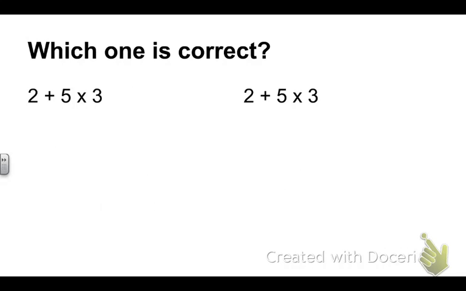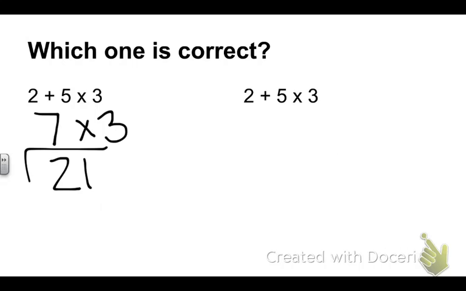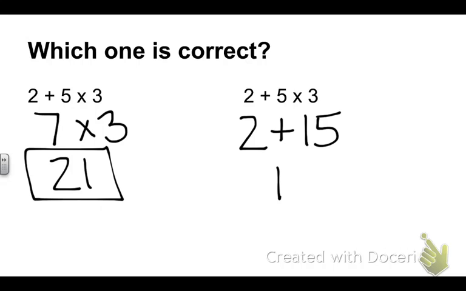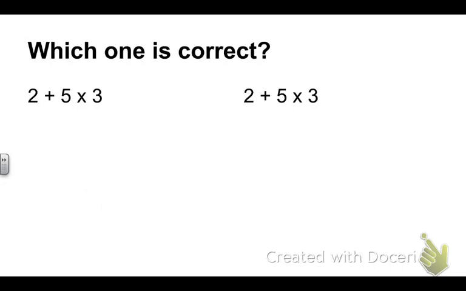So I've got the same problem here. I want to do them 2 different ways. Which one's correct? So the first one, 2 plus 5 is 7 times 3, I get 21. And the second one, 2 plus 15 is 17. Which one is correct? So think about it. Not too complicated of a problem, but think about which one is correct.